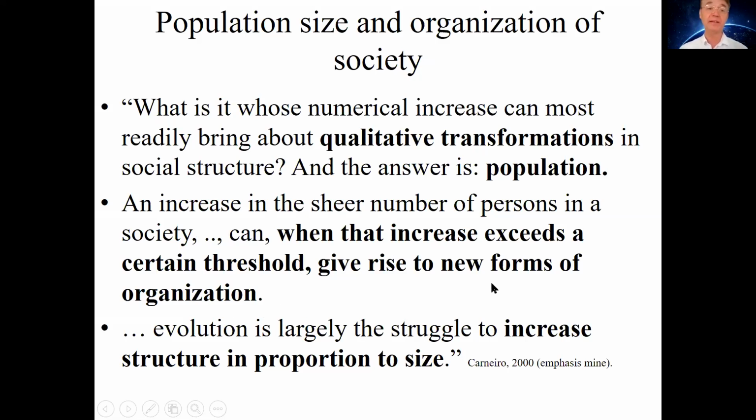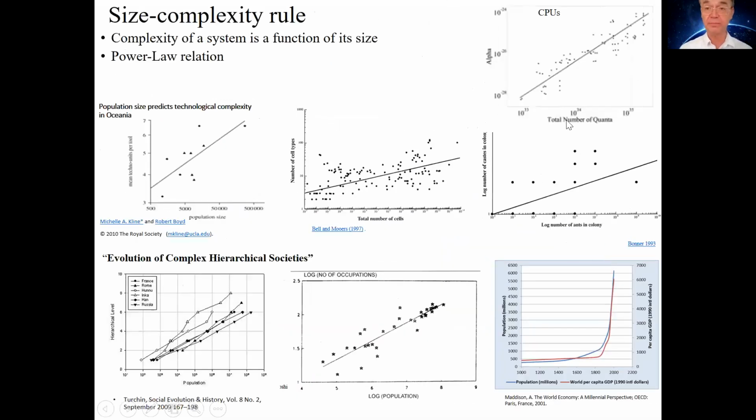So the message is, if the complexity of our society is to keep increasing, which means new technologies, new forms of transportation, new forms of organization, which benefit every single person, the number of people should increase, which of course poses questions of sustainability, and maybe we need to go into outer space, but we need to keep increasing the number of people, otherwise the level of complexity increase and development will stop. And he found that evolutionists struggle to increase structure in proportion to size. So stop the number of people increase, stop the development of human society.